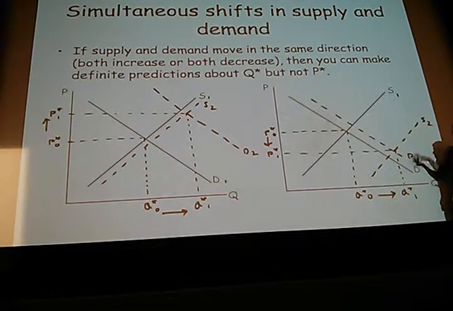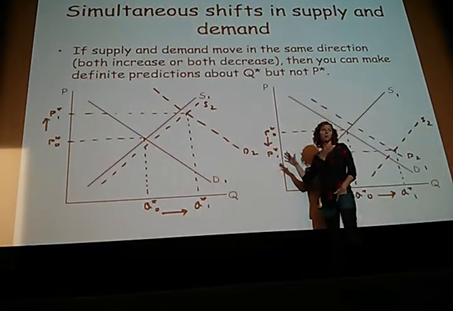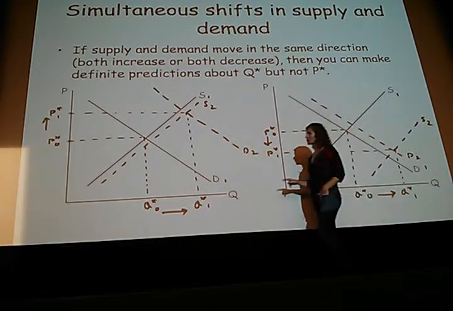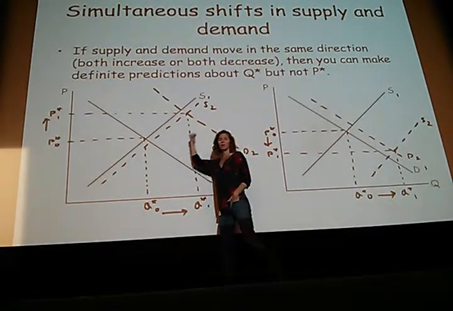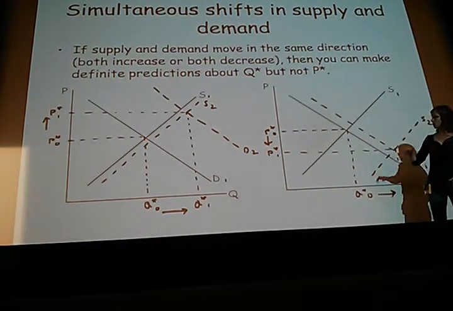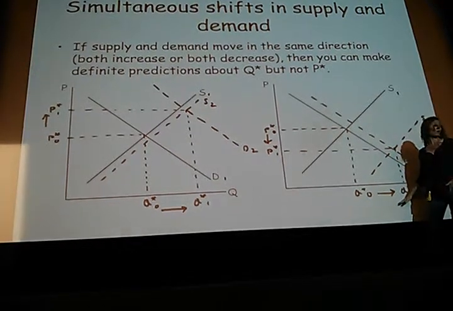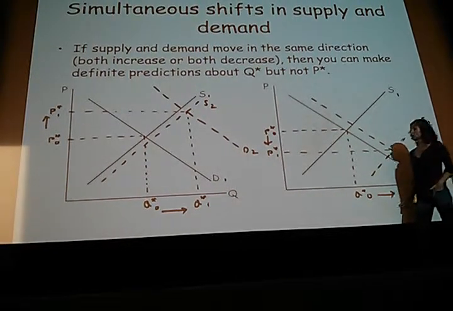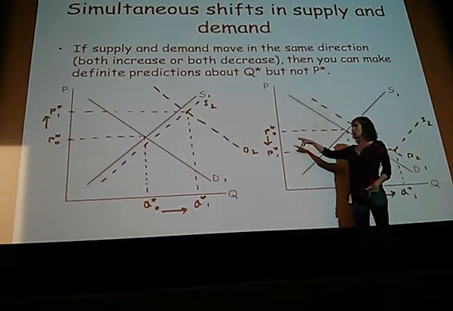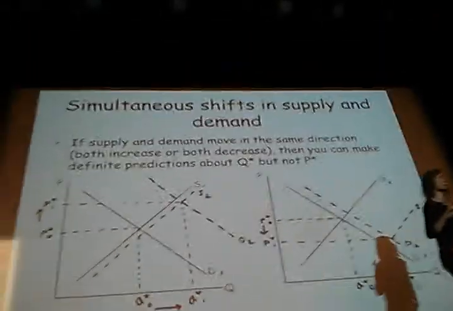Obviously when you're looking at these two pictures, one of the things that you see is that we've had an increase in supply and an increase in demand in both. But in one case, equilibrium price went up, and in the other case, equilibrium price went down. So we were able to make definitive predictions about equilibrium quantity. We know that equilibrium quantity is going to go up no matter what, but what happens to equilibrium price is going to depend upon the magnitude of the shift in the supply curve and the demand curve.